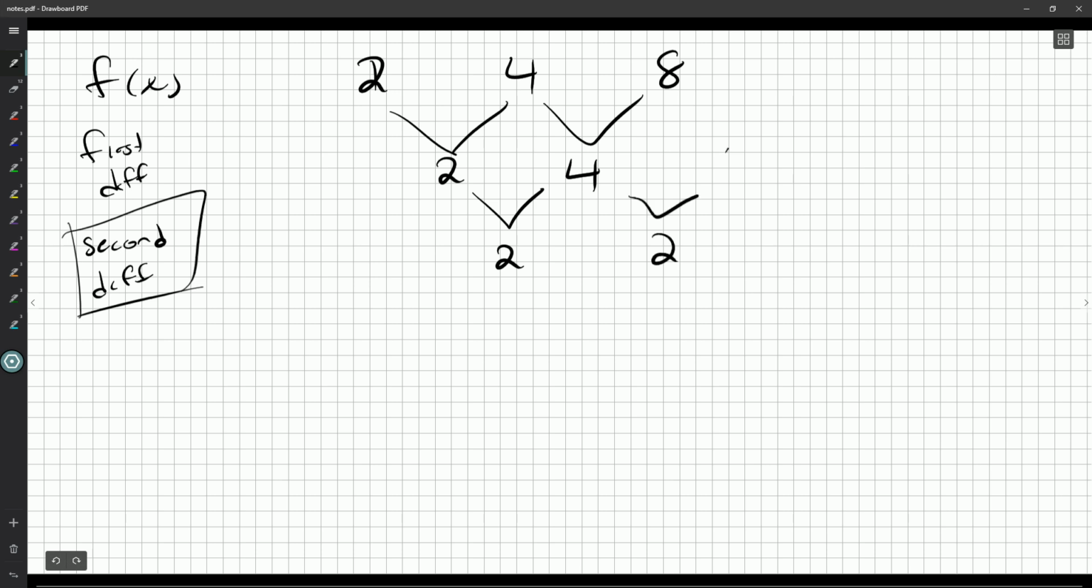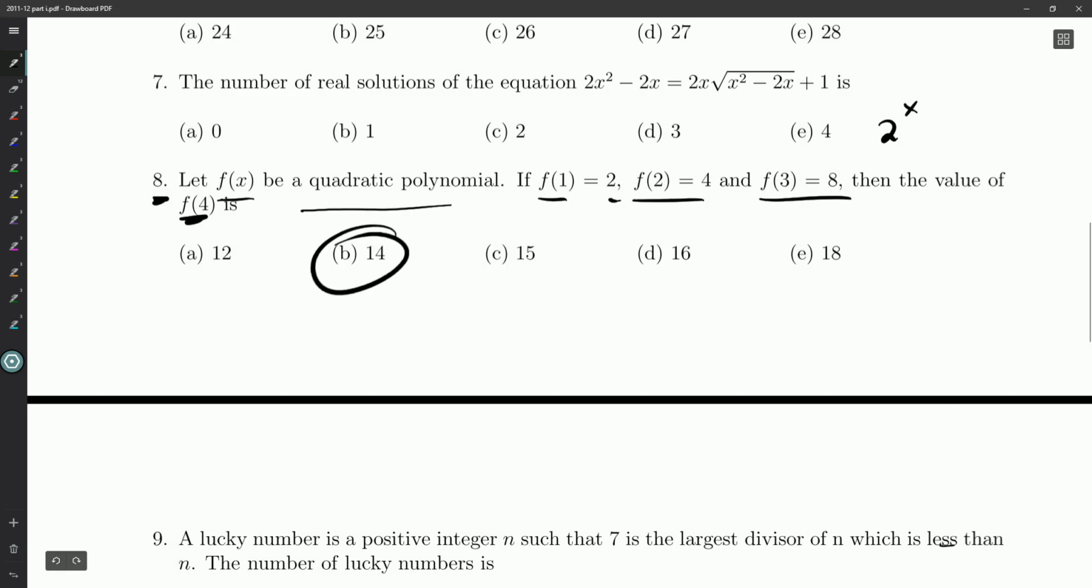And now we can sort of build up. That one's got to be 6. And so our next term, which would be f at 4, has to be 14. So that's a nice way to do it. As I said, B is our answer.